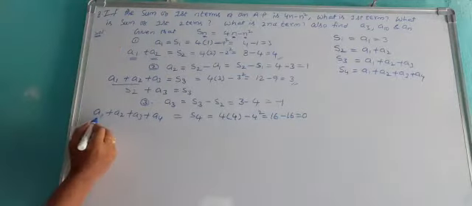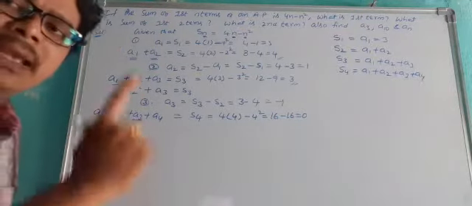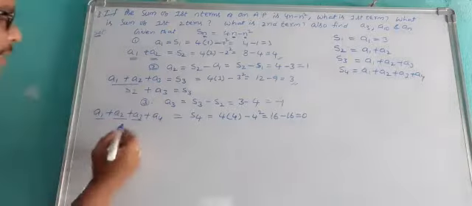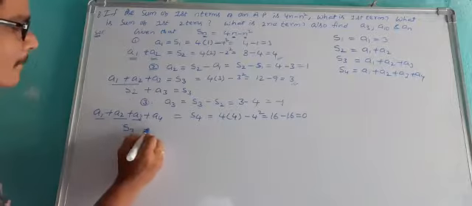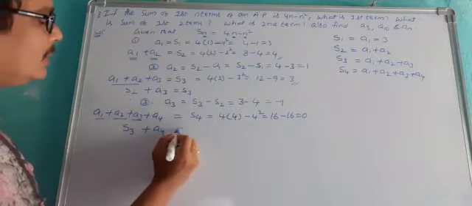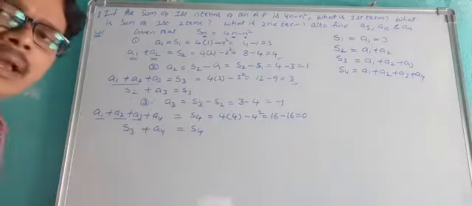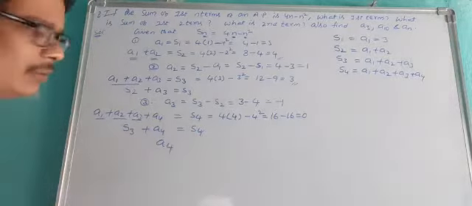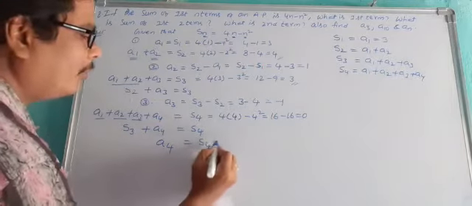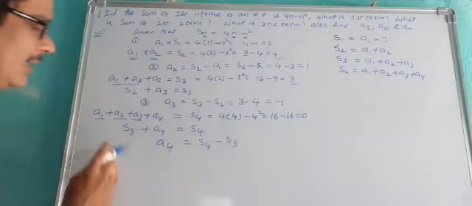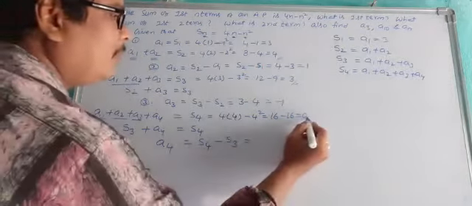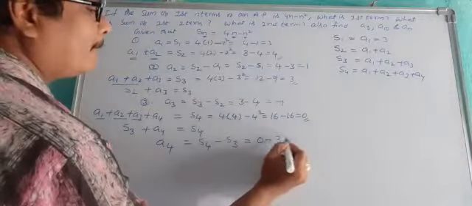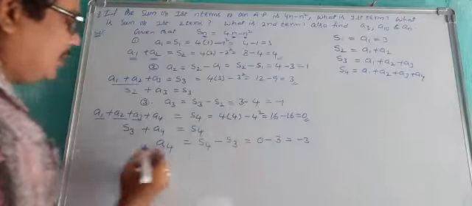Already we know A1 plus A2 plus A3, the sum of three terms, is known as S3. Plus A4 is equal to S4. How to find A4 now? The fourth term A4 equals S4 minus S3. That is, S4 is 0 minus S3 which is 3, that equals minus 3. This is the fourth one.